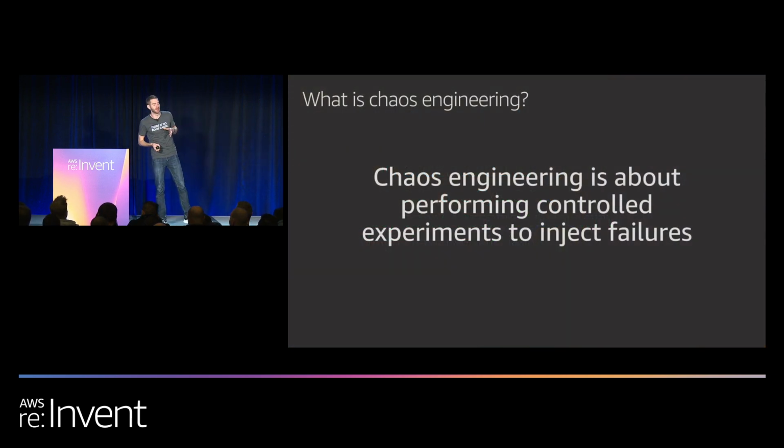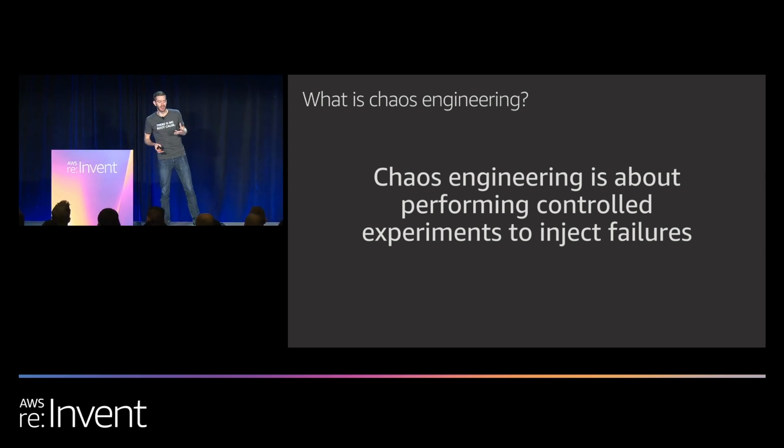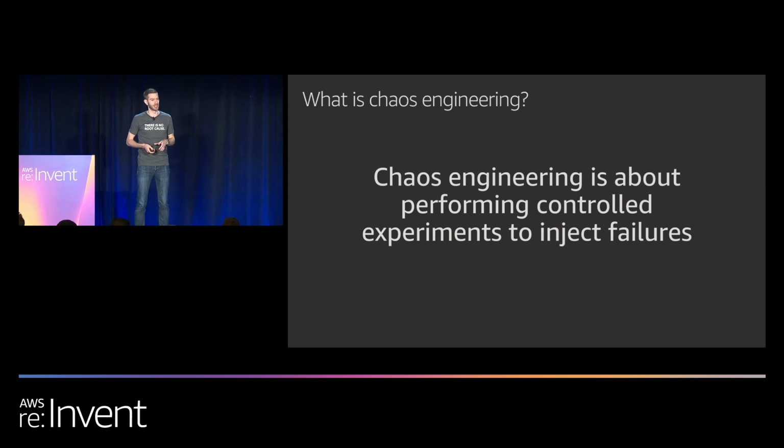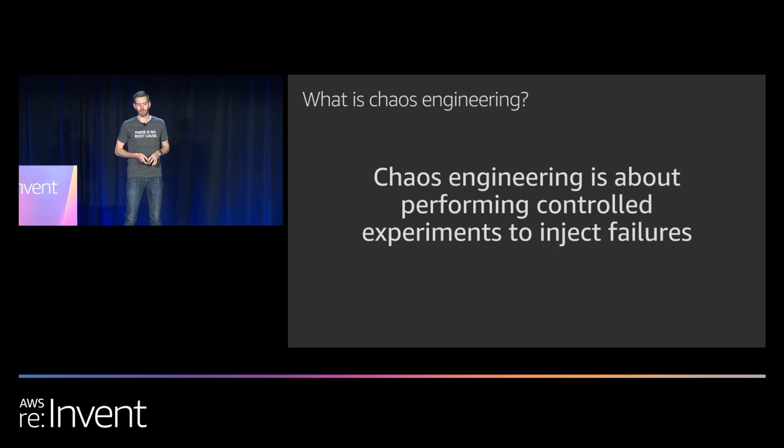Chaos engineering is about performing controlled experiments to inject failure. So we do experiments, and that makes it sound quite scientific. And to be honest, it is. We create controlled experiments, and we measure the results of those experiments. So some compare it to a vaccine, in that we inject failure into a system to make it stronger.